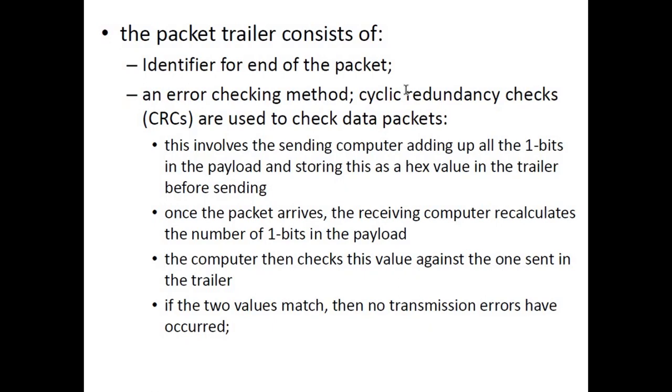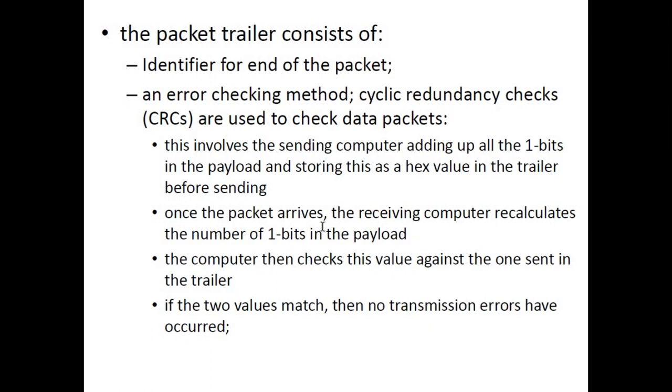Now, as an error checking method to make sure the packet has been received successfully, we use a CRC method, cyclic redundancy check. Now how this method works is a part of your syllabus. This involves the sending computer adding up all the 1 bits in the payload. Inside the payload, the bits which contain a value of 1 are added together, and after binary addition, whatever value is found, that value is converted into a hexadecimal number, and then that hexadecimal number is stored in the trailer before sending.